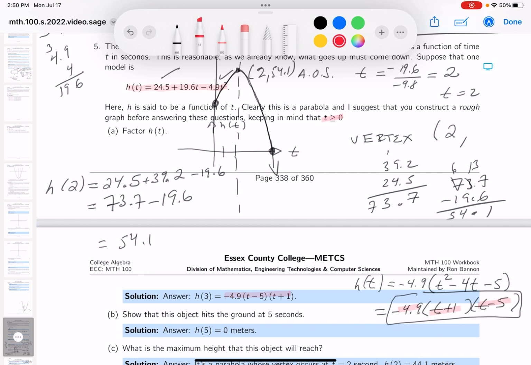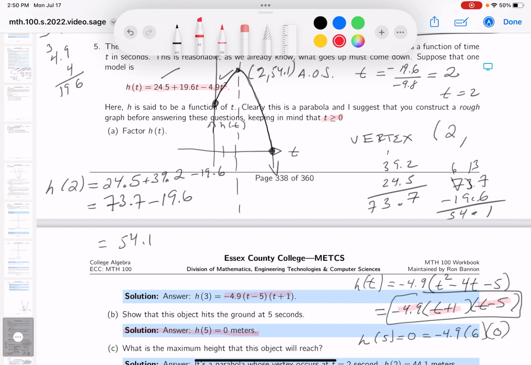Okay? Show that the object hits the ground at 5 seconds. Now, how could I do that? I have to find that it hits the ground. What does that mean? That h of t, or in this case over here, h of 5, would equal 0. Well, what do you get? Let's write this down. You get minus 4.9, I'm using the factored form, times 6, because 5 plus 1 is 6. And what's nice is 5 minus 5 is 0. And what does that give me? It gives me 0. So that's done.